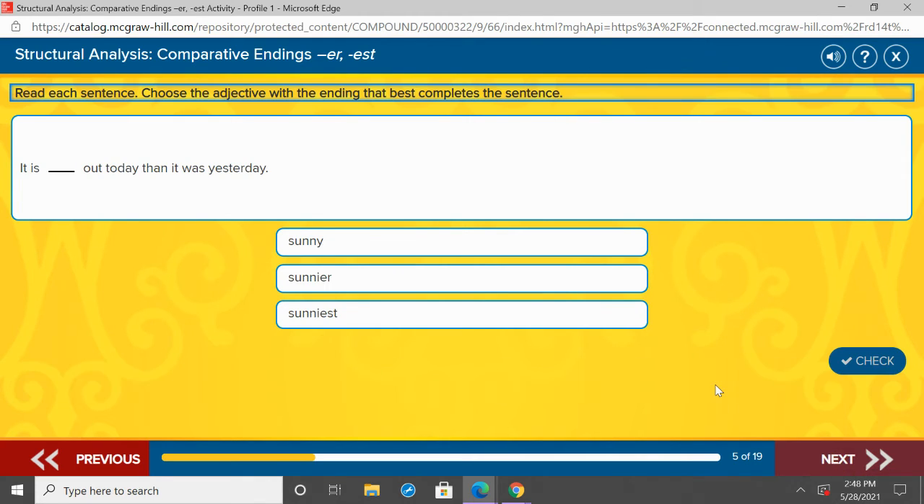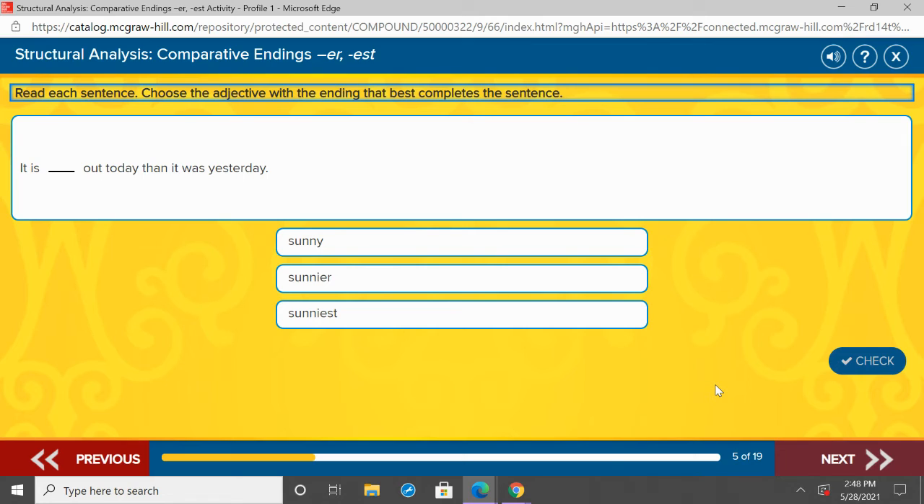Fantastic. It is blank out today than it was yesterday. So we're using the word sunny. So we're comparing today to yesterday. So that's only 2 things that we're comparing. So that we need to add ER. It is sunnier out today than it was yesterday.